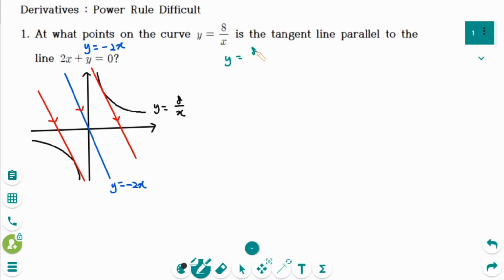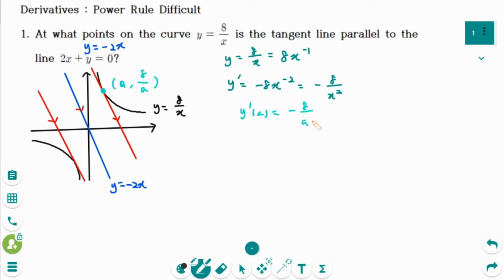Y equals 8 over x can be rewritten as 8 times x to the power of minus 1. Then the derivative of y equals 8x to the power of minus 1 equals minus 8 times x to the power of minus 2, which is minus 8 over x squared. Let the x-coordinate of one of the points in the equation be a. The y-coordinate is 8 over a. The slope of the tangent line at x equals a is y prime a equals minus 8 over a squared.